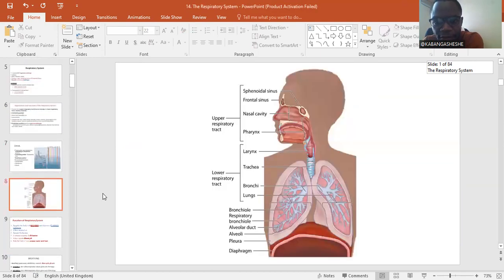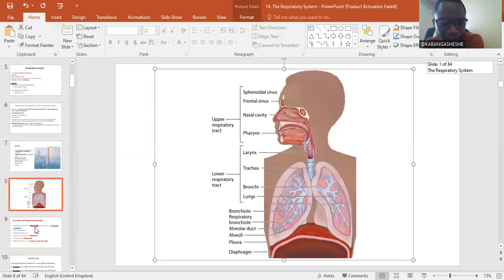Okay. So this is the respiratory system as seen in one picture, from the nose all the way to the alveoli. We'll start with the nasal cavity here. Then we'll go into the pharynx. We'll talk about the larynx. Then finally, a quick look at the trachea.